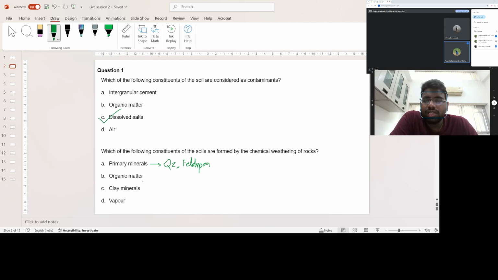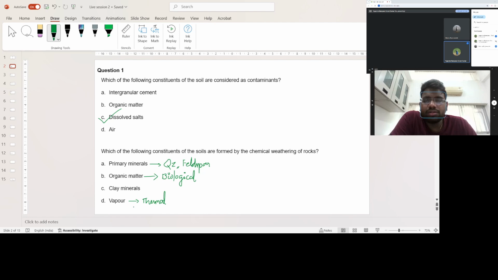And if you take option B, organic matter, it obviously undergoes decomposition, and it is due to biological action, predominantly. And vapor is maybe the water converting to vapor, it is due to thermal effects, because the question says the constituents of the soils. So all these are constituents of the soils.